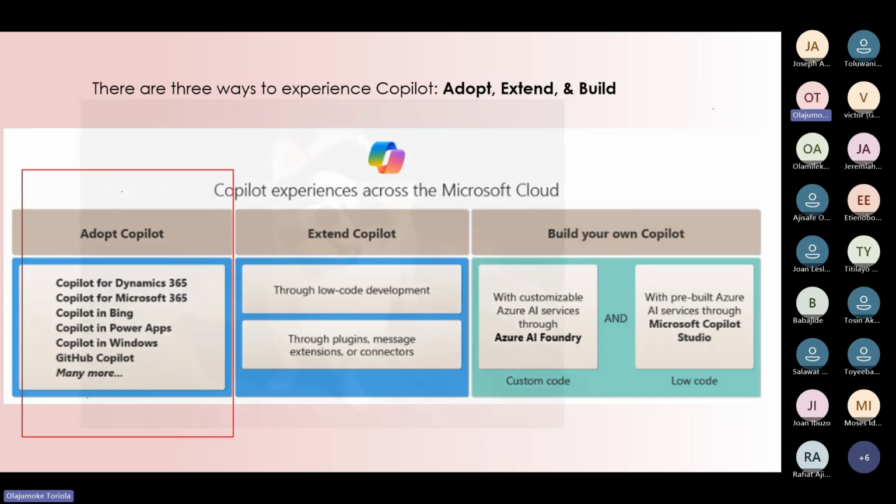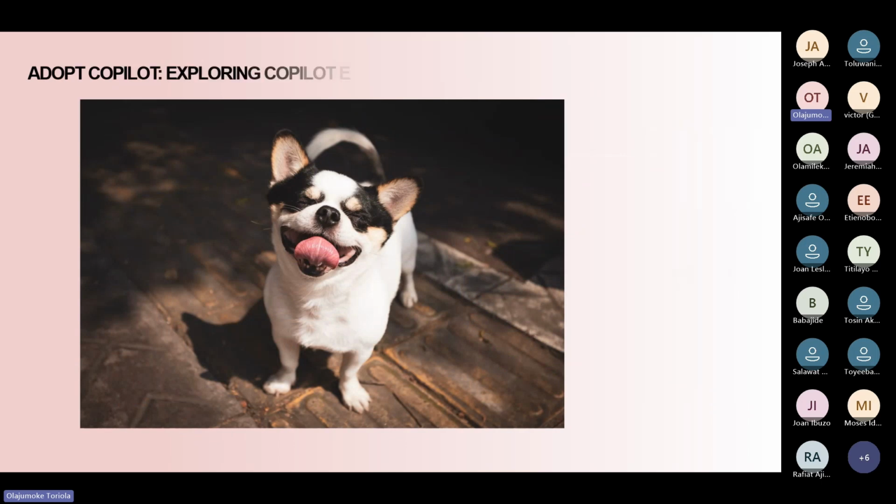And then, so let's look at adopt. Copilot, like I said, is designed to enhance user experience across various Microsoft platforms. And the way it does that is by bringing AI-driven assistance to numerous services, enabling users to work more efficiently and effectively. Now, how do we adopt all of these experiences?